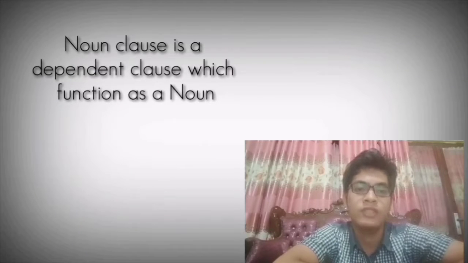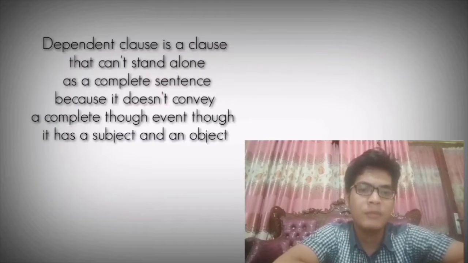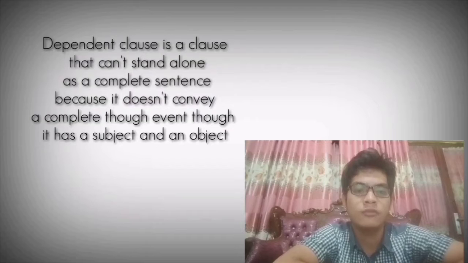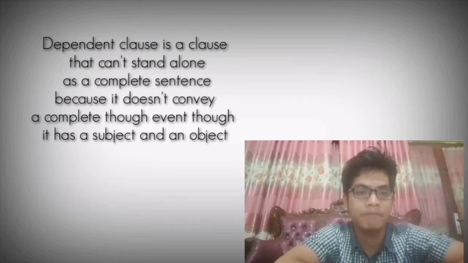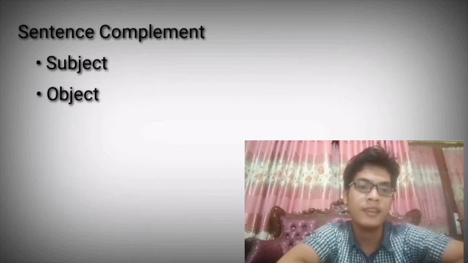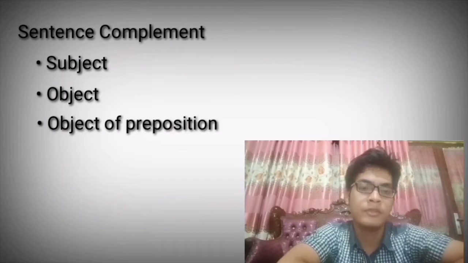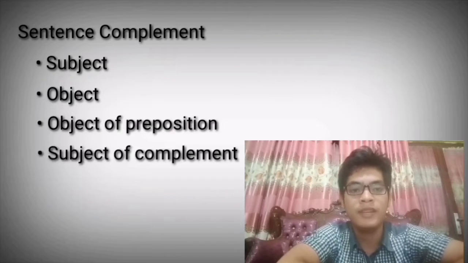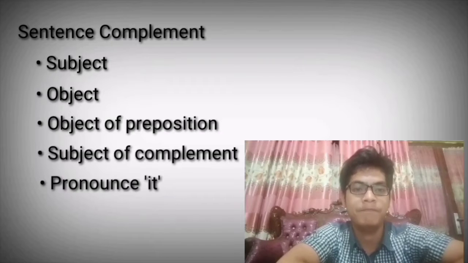And let us begin with what is noun clause. Noun clause is a dependent clause which functions as a noun. And what is dependent clause? Dependent clause is a clause that cannot stand alone because it doesn't convey a complete thought, even though it has a subject and a verb. Noun clause can run as a sentence complement, such as subject, object, object of preposition, subject complement, and can be replaced by it.